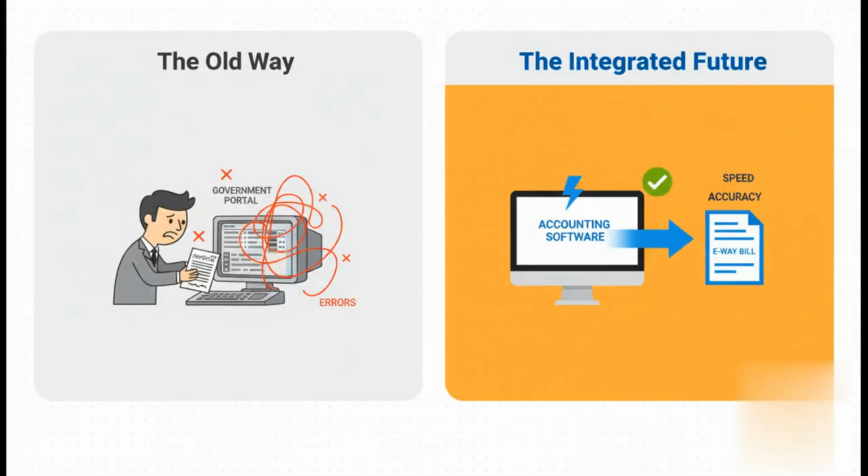I mean, just look at the difference here. On the left, that's the old way. It's a total mess of manual data entry, double-checking everything, and just lost hours. But on the right, that's the future. A smooth, accurate process that happens right inside the software your team is already using every single day. And that is exactly what we're going to break down right now.